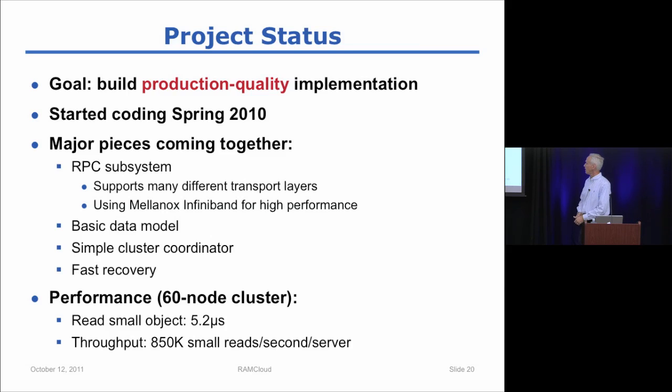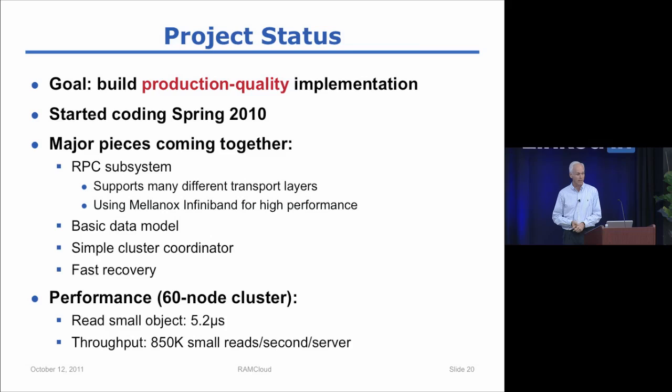And we're currently seeing about 850,000 small reads per server. Both of these numbers are relatively untuned, so we're hoping that we'll be able to make them better in the future. But these are already getting close to the range we hoped for the project, so that's encouraging.